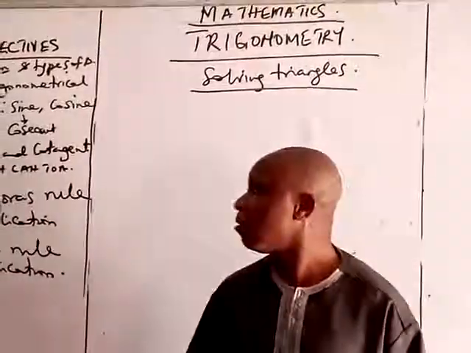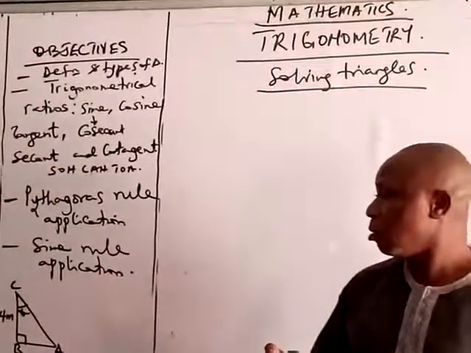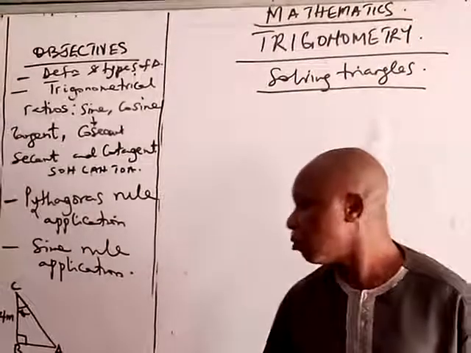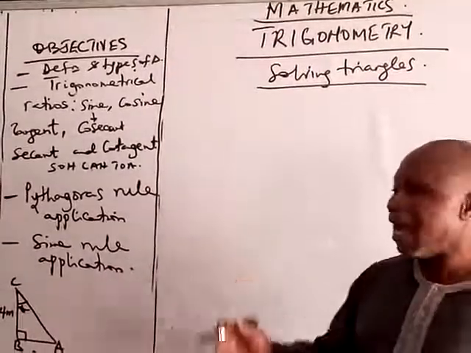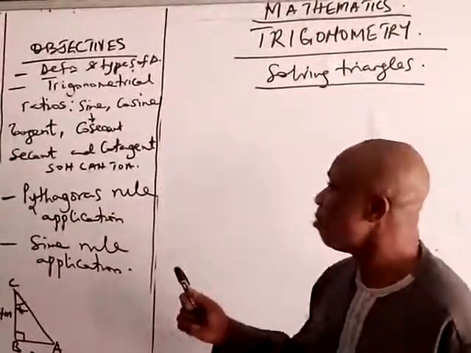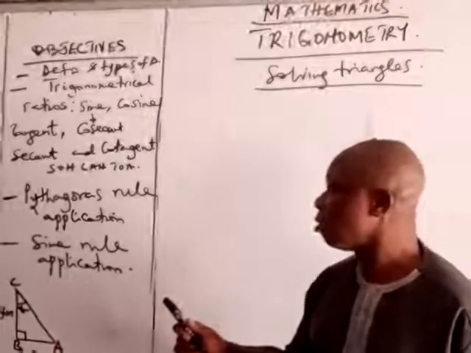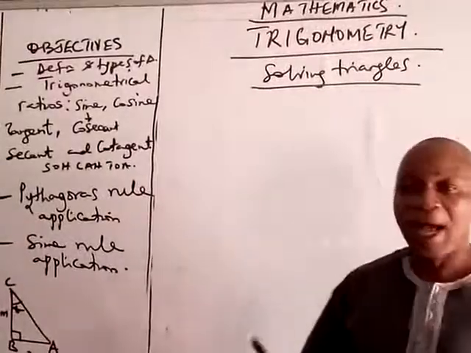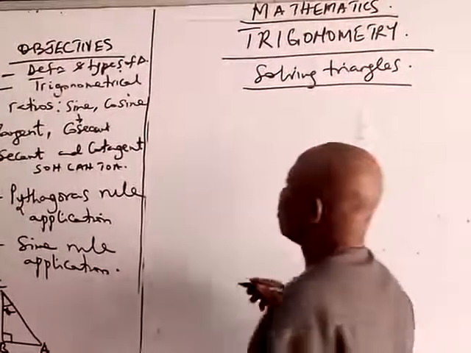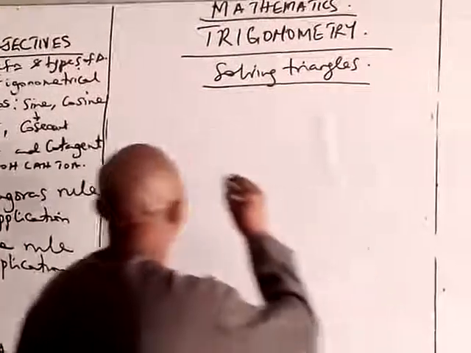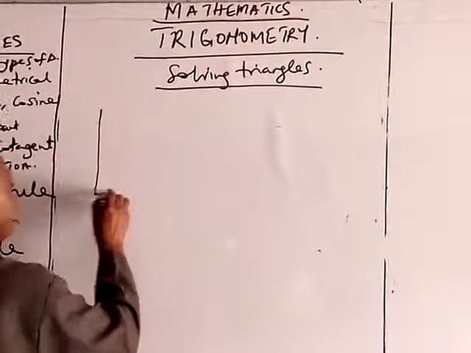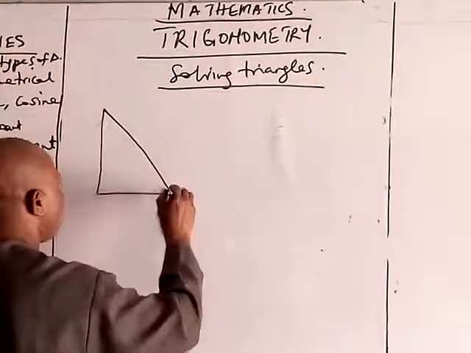I'm going to consider the rules this morning that will be applicable to all these triangles: the Pythagoras rule and the sine rule. At the end of the class today, we should be able to define what is meant by the trigonometrical ratios, the Pythagoras rule and the sine rule. Trigonometry, solving triangles. Trigonometrical ratios are the basic signs that we normally use to solve triangles.